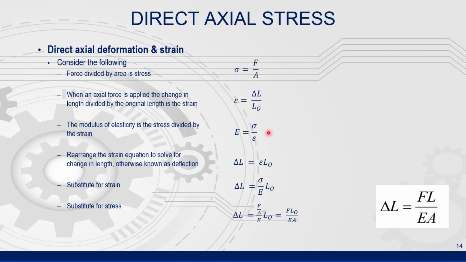By algebraic rearrangement, we find that change in length is equal to the strain times the original length. Change in length is also equal to the stress over the modulus times the original length. And finally, change in length is equal to the force times the original length divided by the modulus times the area.